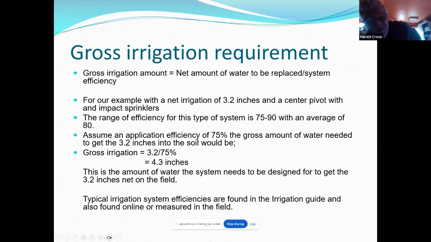So knowing the efficiency of your irrigation system is critical, and I'll show you a table here in a minute. And this is the amount of water the system needs to be designed for to get the 3.2 inches on the field. Typical irrigation system efficiencies are found in the irrigation guide and also found online or measured in the field.